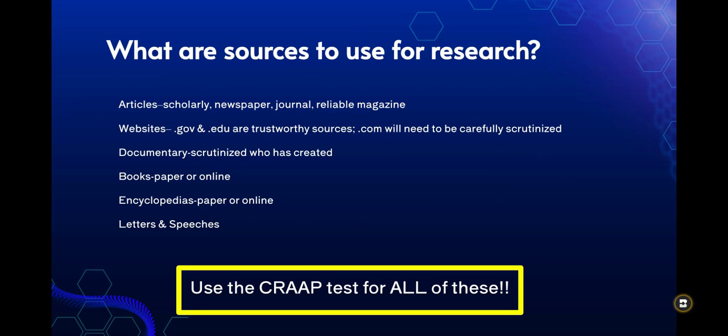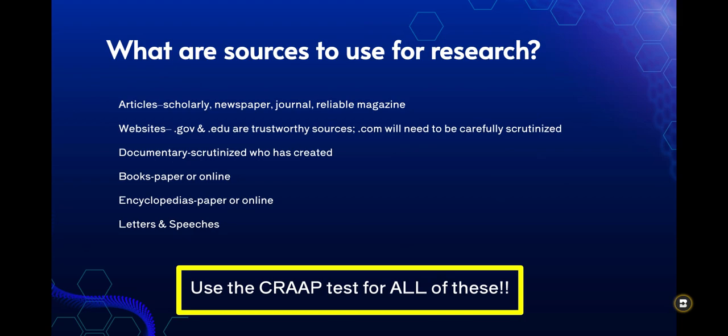Documentaries, the videos, scrutinize those. Who was the creator? Who was the one that wrote the script? You want to make sure that you're looking for a documentary that is not biased and does give information. Books, whether paper or online, encyclopedias, paper or online, letters and speeches. You can go into the archives in the Library of Congress and get speeches and letters that were written way into the 1800s that are in the archives. So those could also be used for your informative essays and even an argumentative essay.